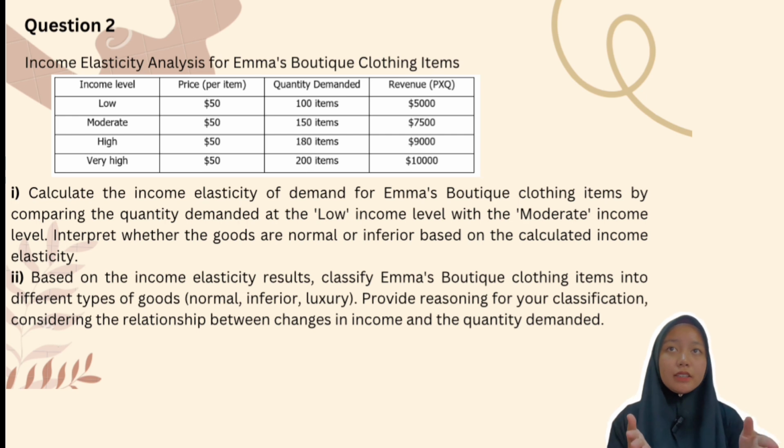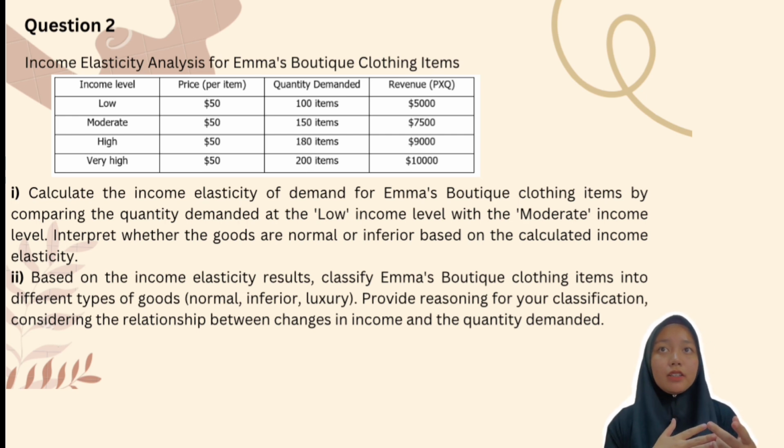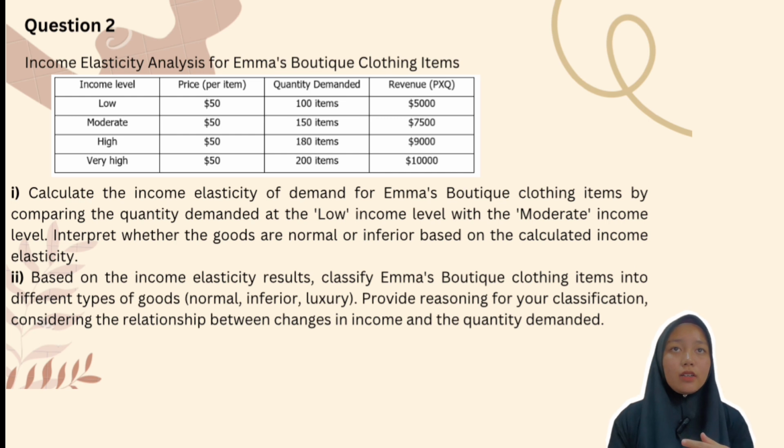Question 2. Income elasticity analysis for Emma boutique clothing item. As you can see in the table, we have income level: low, moderate, high and very high. Price per item, $50 for all of the levels. And the quantity demand for low is 100 items, moderate 150 items, high 180 items, and very high 200 items. The revenue: low $5,000, moderate $7,500, high $9,000, very high $10,000.